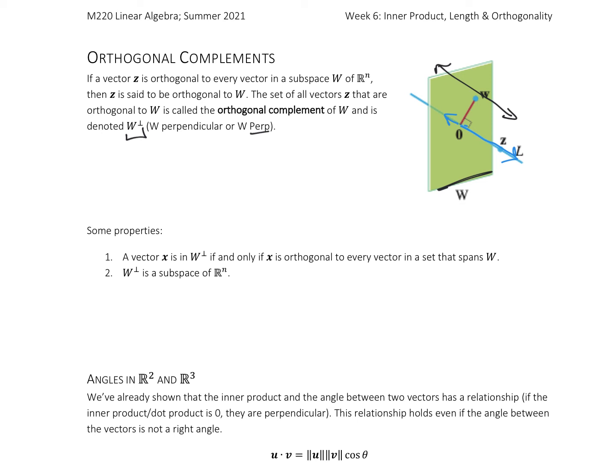the set of all possible perpendicular vectors to this plane W, or to this subset W, is called W perp. And there are some properties here. So the first is that your vector X is in W perp if and only if X is orthogonal to every vector in the set that spans W.